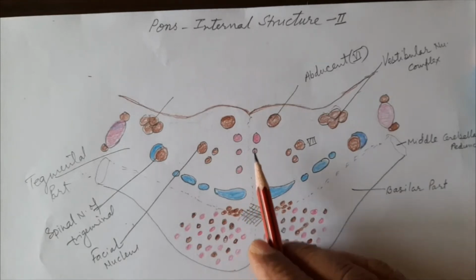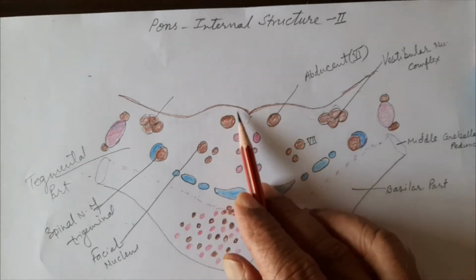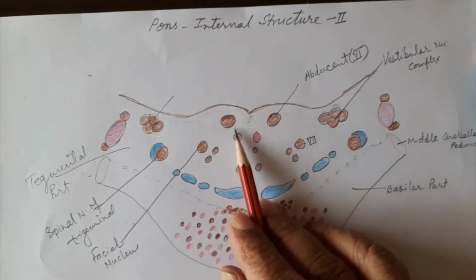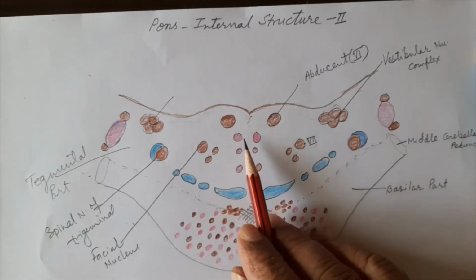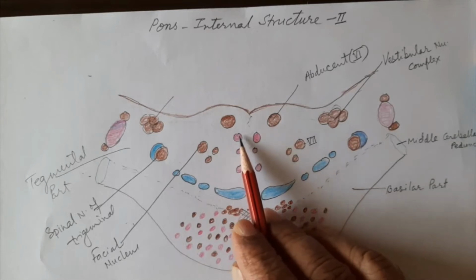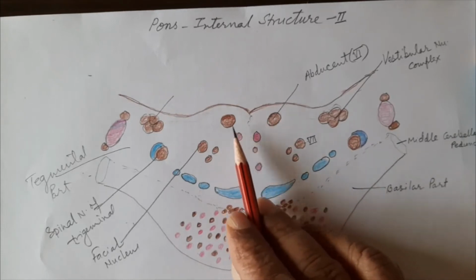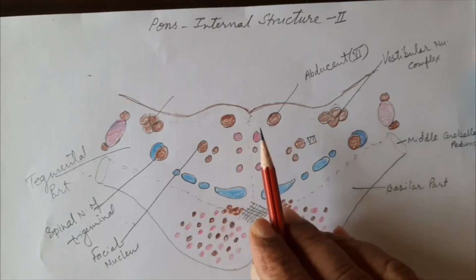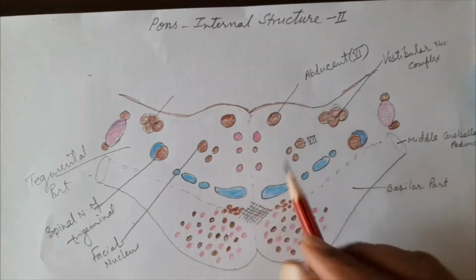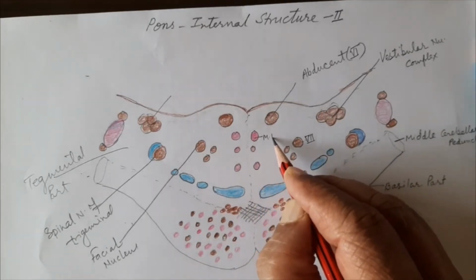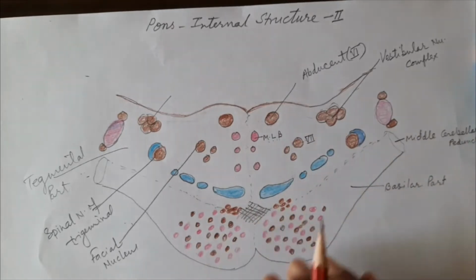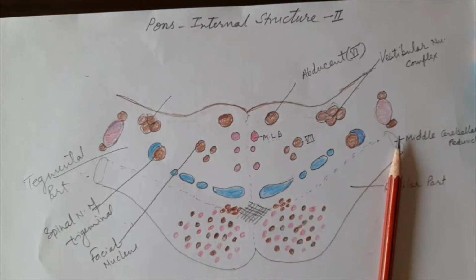Now the abducent nucleus is deep to the facial colliculus, as I said. Just anterior to this is placed the medial longitudinal bundle. Thus its location can be identified: the abducent nucleus is located just lateral to the medial longitudinal bundle, MLB, which we have seen comes right from the lower level of the medulla.